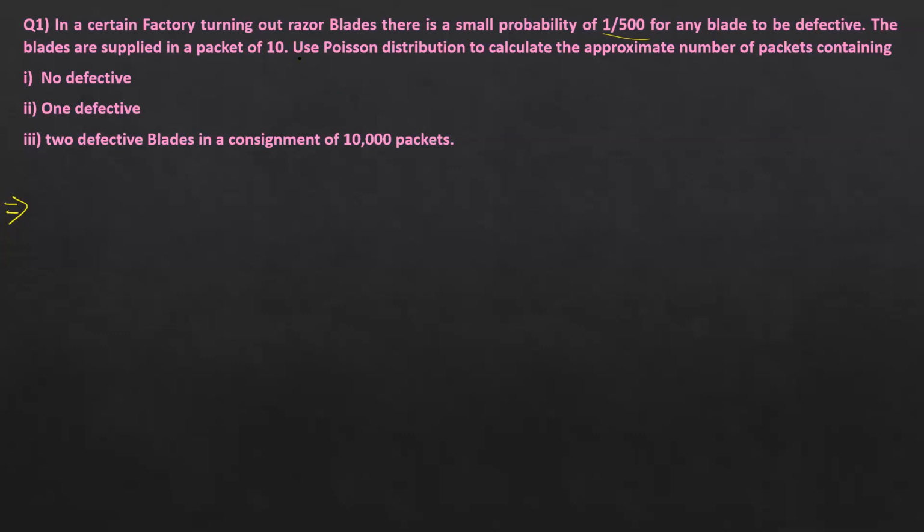The blades are supplied in a packet of 10. So they are mentioned here. Use the Poisson distribution to calculate the approximate number of packets containing no defective, 1 defective, and 2 defective blades in a consignment of 10,000 packets.